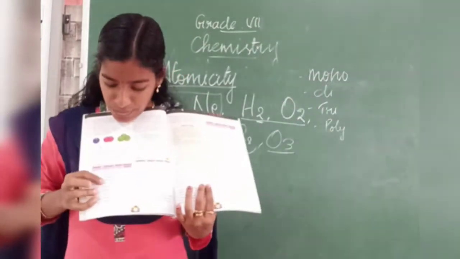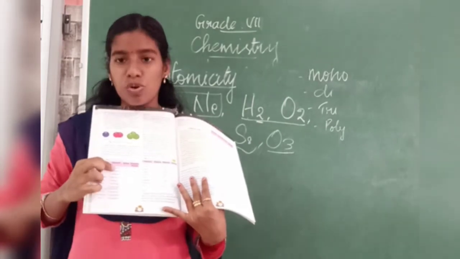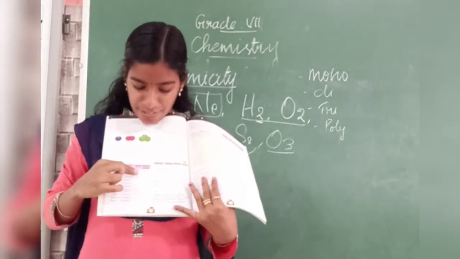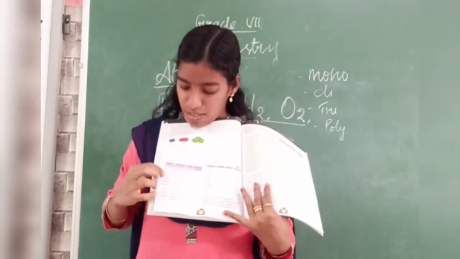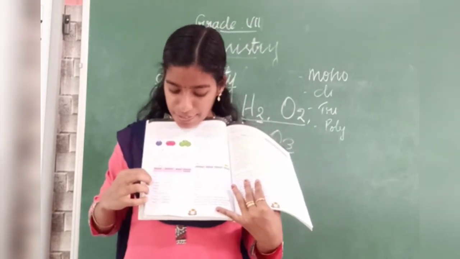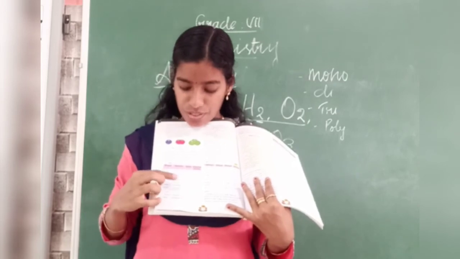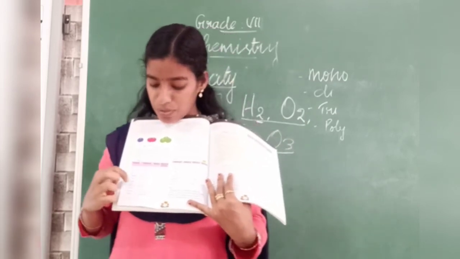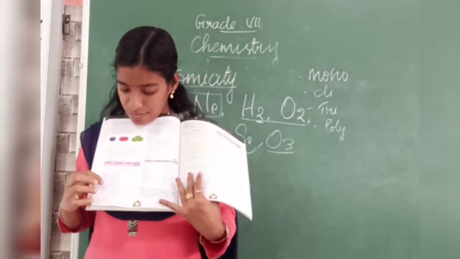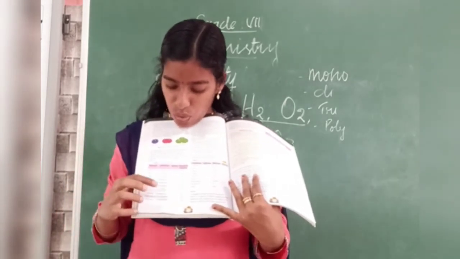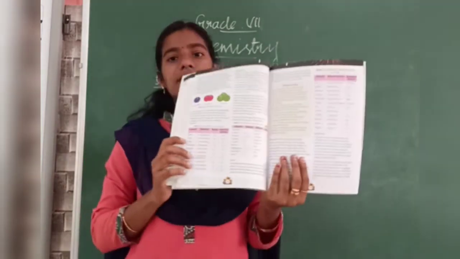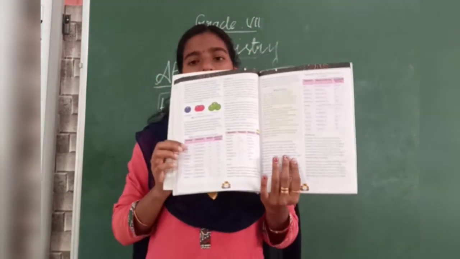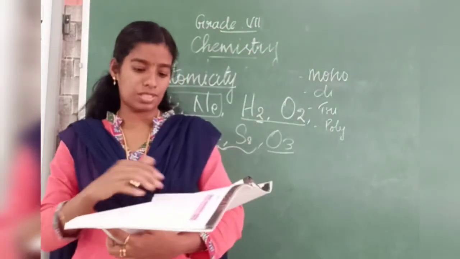Just look at this. Here you have the table. Helium, monatomic. Its symbol is He. Neon, monatomic. Argon, monatomic. Hydrogen, diatomic. Nitrogen, diatomic. Oxygen, diatomic. Ozone, triatomic. Chlorine, diatomic. Phosphorus, polyatomic. Sulfur, polyatomic. Like this, they have clearly given in your text. You have to go through this.